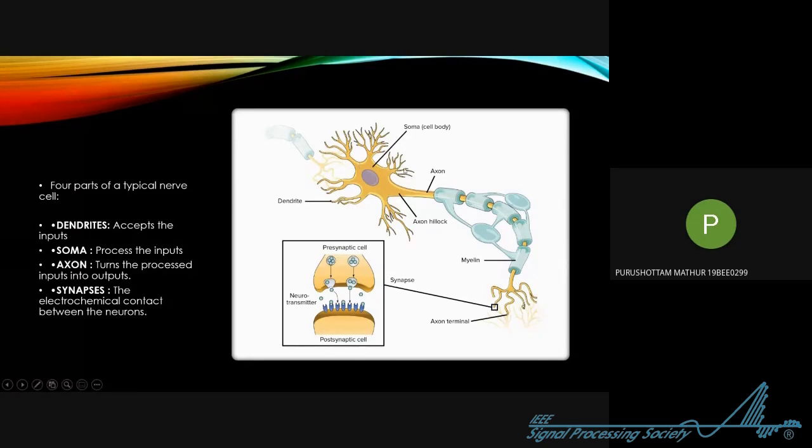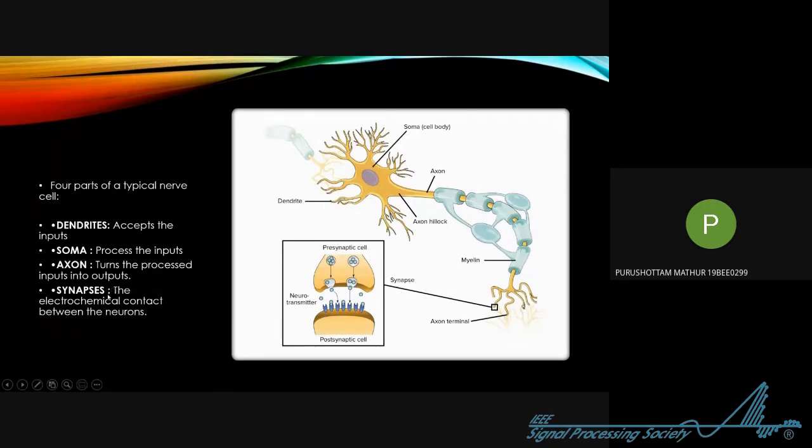You all know neurons are very much interconnected to each other. And the soma is the processor; it processes the input. This whole part is the soma, and the axon turns the processed inputs into outputs. The main functioning is in this one, the axon, and how it is developed. This is the main thing.